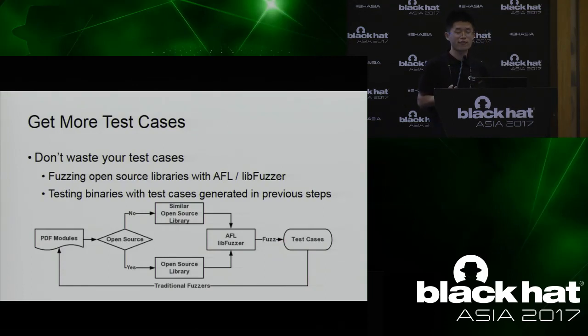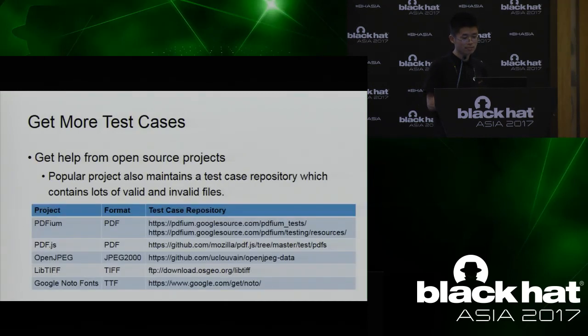Firstly, we can fuzz open source libraries, or similar open source libraries, with AFL and libFuzzer. Then we can test binaries with the test cases generated in the previous steps. So our goal here is to find an open source version of the target library, or at least find a similar one.